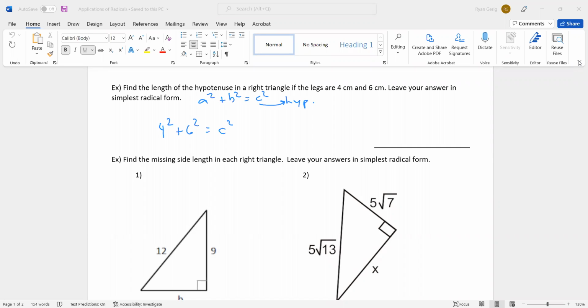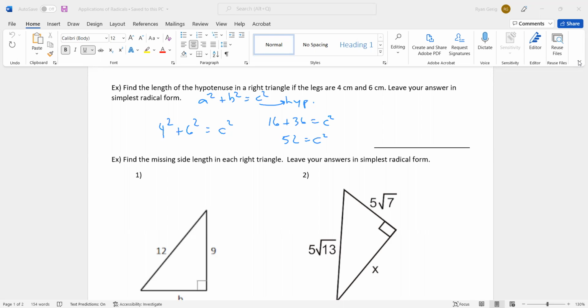So I'm going to say 4 squared plus 6 squared equals c squared. We don't know what it is. So now I'm just going to do some math. So 16 plus 36, right? 4 squared is 16, 6 squared is 36, equals c squared. Well, 16 plus 36 is 52. And now we have 52 equals c squared.